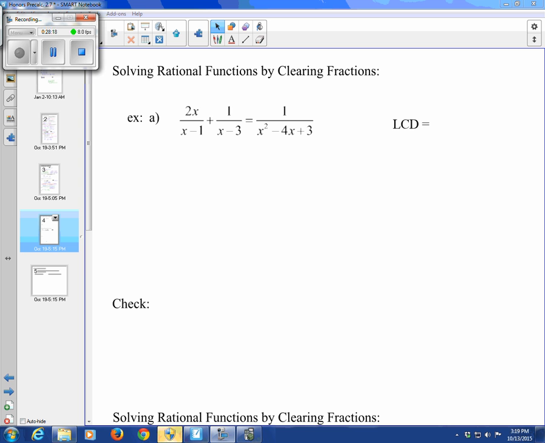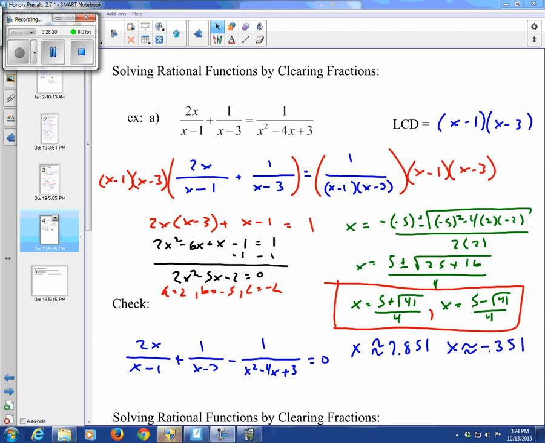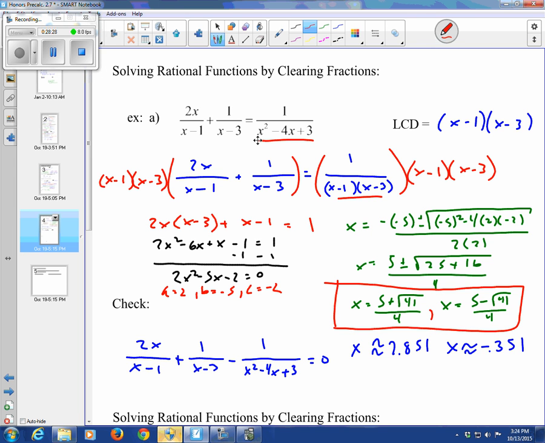Okay, so right here we can see that by factoring our quadratic, we get x minus 1 times x minus 3 in the denominator. And since those are both the denominators of our two terms on the other side, we can say that our least common denominator is going to be x minus 1, x minus 3.